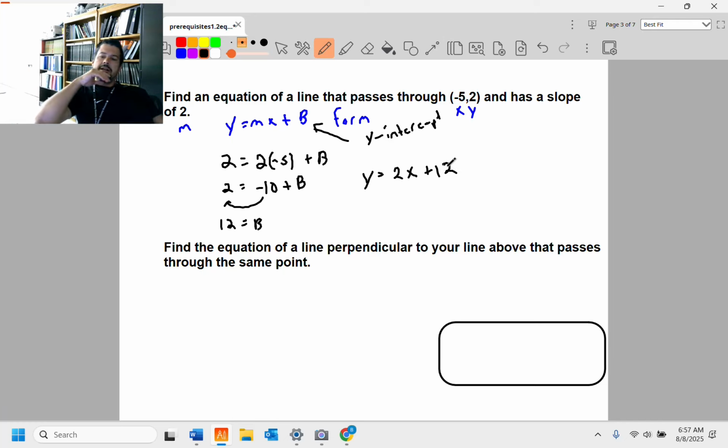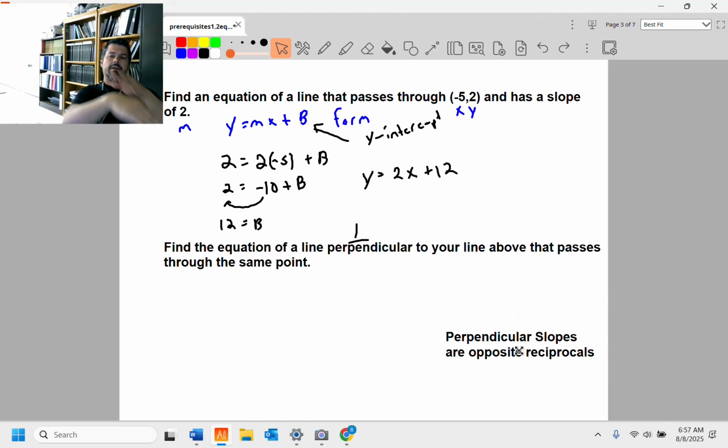Now, it says find an equation of a line perpendicular. Please remember your notation for perpendicular to your line above that passes through the same point. So I've got down here in the box, because most kids have forgotten by now the deal with being perpendicular. Perpendicular slopes have opposite reciprocal slopes. They are opposite reciprocals. So we had a slope of 2. It's up here.